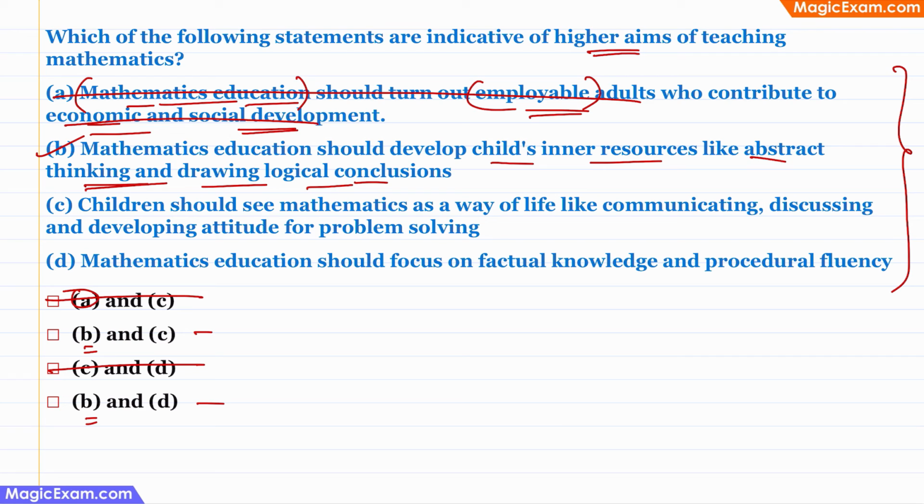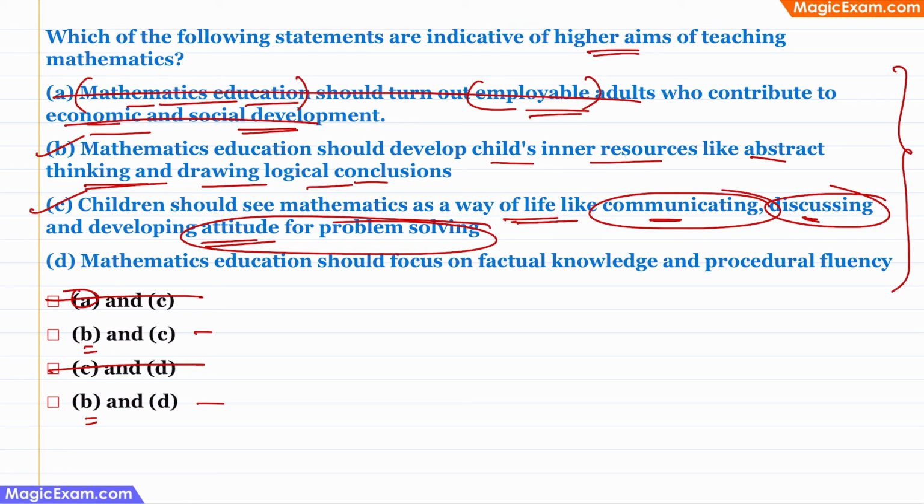Next, children should see mathematics as a way of life, like communicating, discussing, or developing attitude for problem solving. This is also absolutely correct because children should not see mathematics as a subject. They just need to study and clear the exam and be done with it, right? That is not the objective. Children should see maths as a way of life, just like they learn communication or discussion or they develop an attitude towards problem solving. So mathematics should go just beyond mere subject or mere theory. Therefore, C is correct. So if B and C are correct, then B and C, that is option 2, has to be correct.